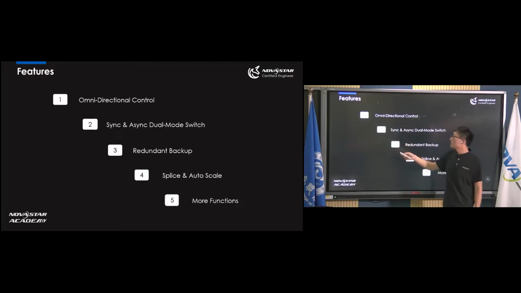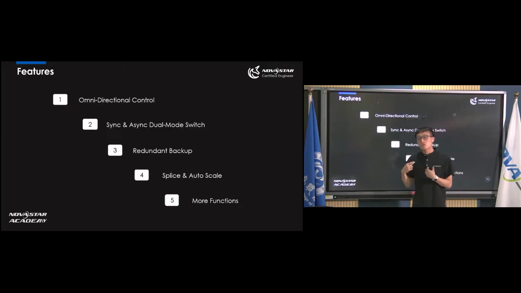This is the second feature. Okay, let's see the number 3 feature: redundant backup. Normally we use the synchronized mode, such as M control series or VX series. You need to do some options on your NovaLCT software. You need to add some information and do some settings for redundant backup.